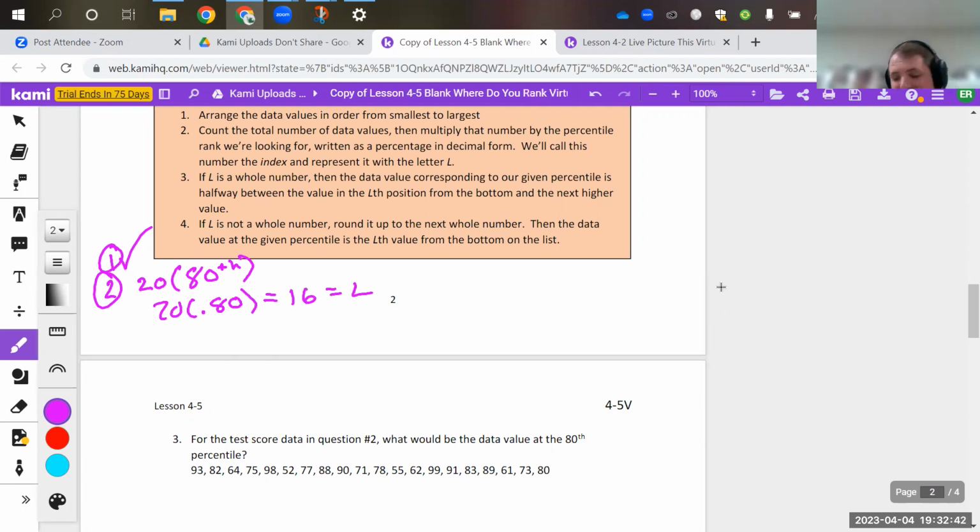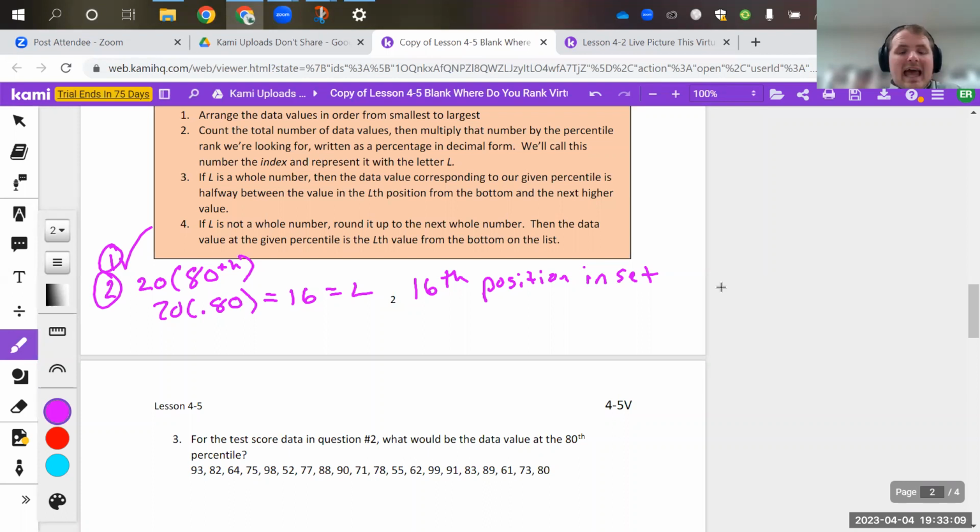So again, that 16 does not mean the 16th percentile. It does not mean 16%. It does not mean they scored a 16. That specifically is talking about their position in the set. So you want to think about that as their 16th position in the set.